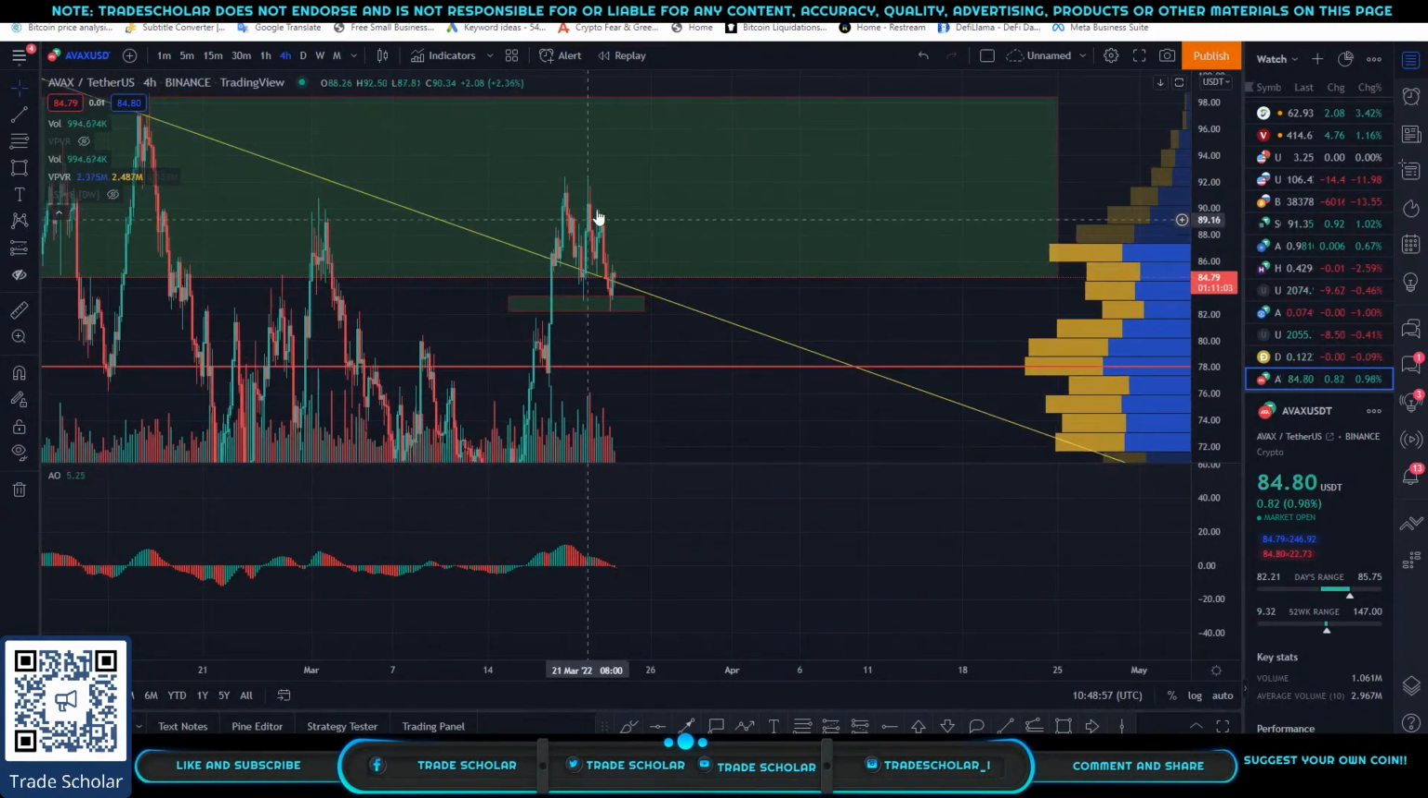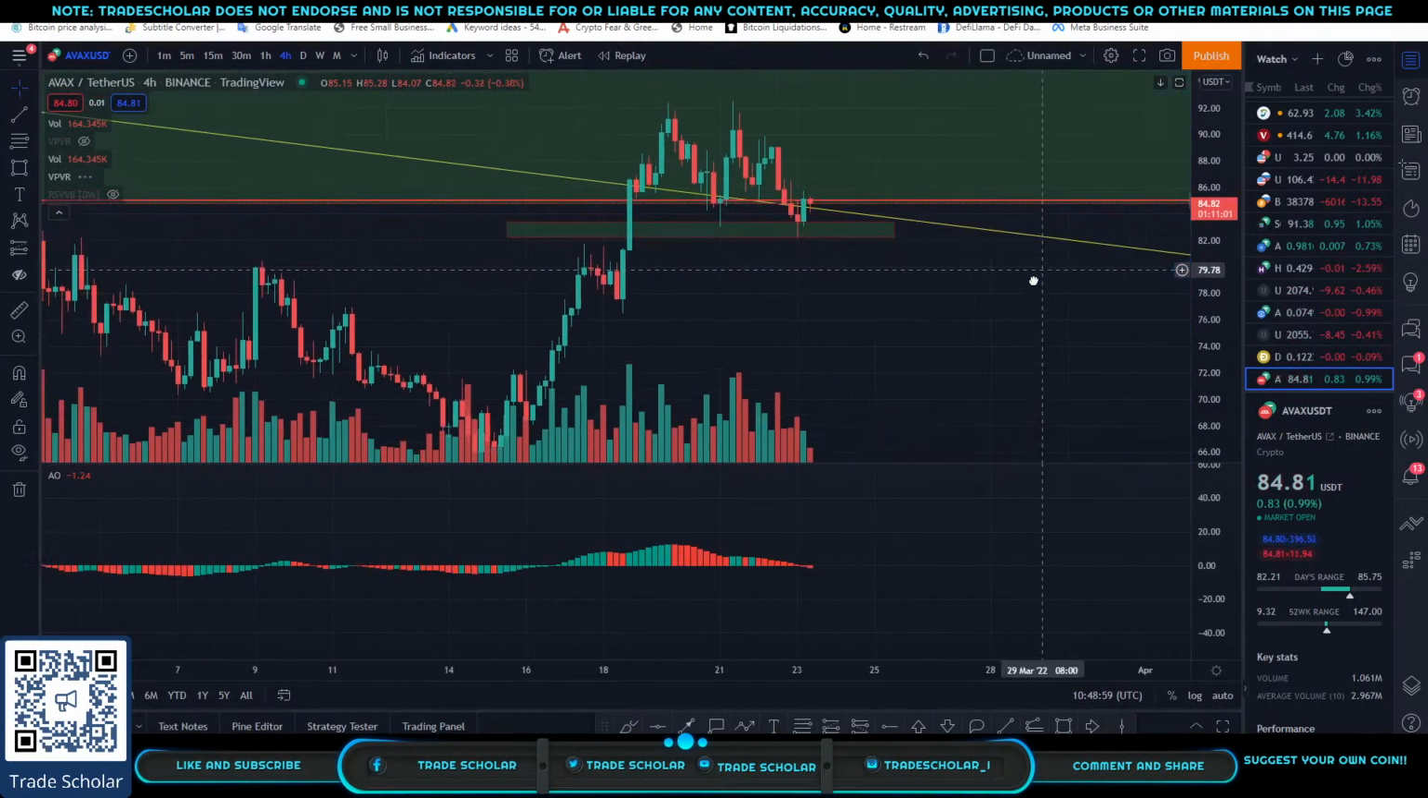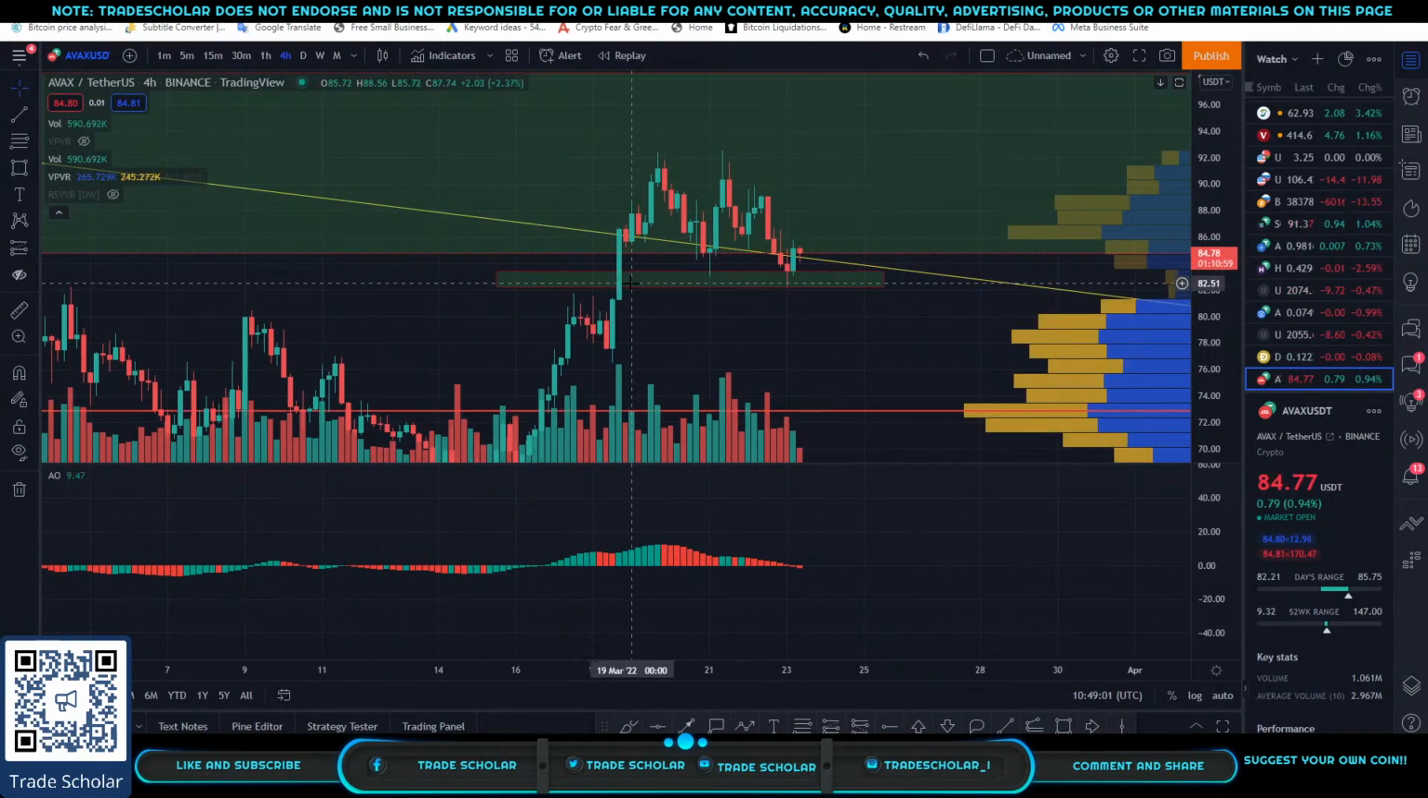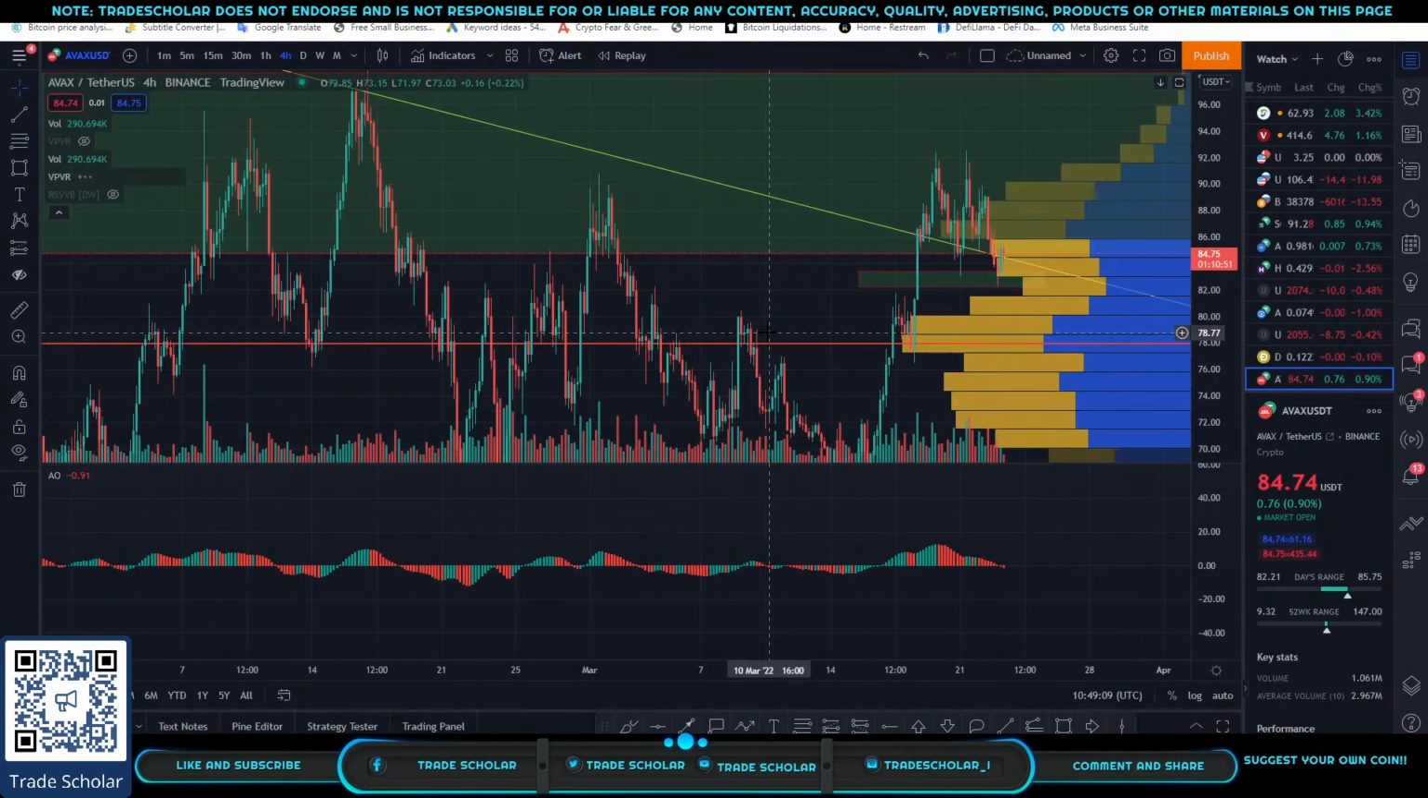On our time frame, we have formed a double top. The good thing is we have the support here. Even though this is a double top, we are still holding on. We'll see if we break and continue to the upside.